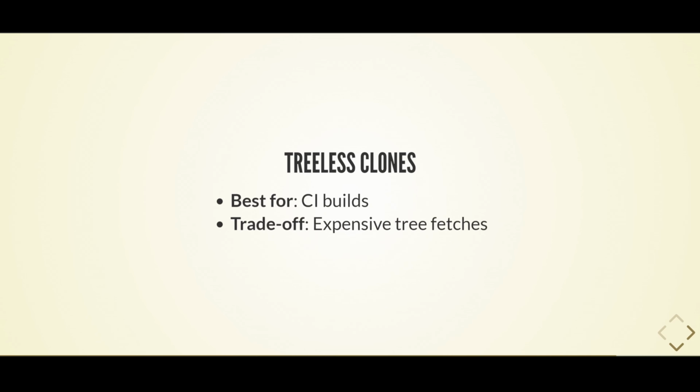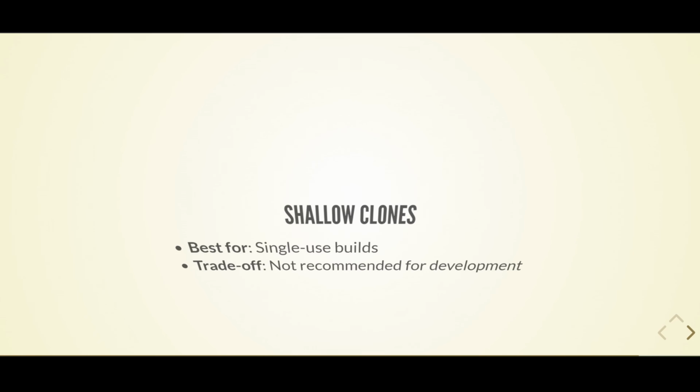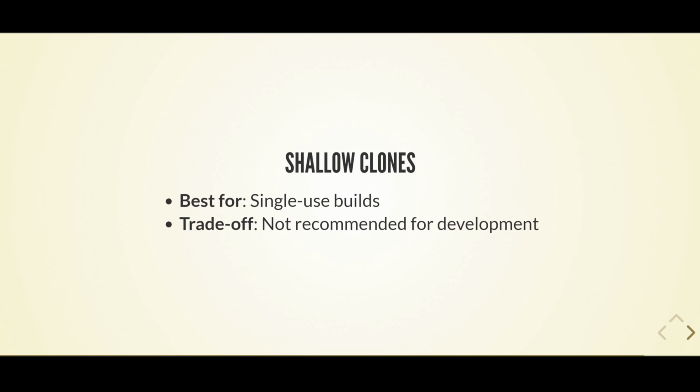Treeless clones are ideal for CI builds due to their fast clone times, but they incur higher costs for fetching trees, making them less suitable for everyday development. Shallow clones are best for single-use builds, where only the latest code is required. They are not recommended for development due to limited access to history.